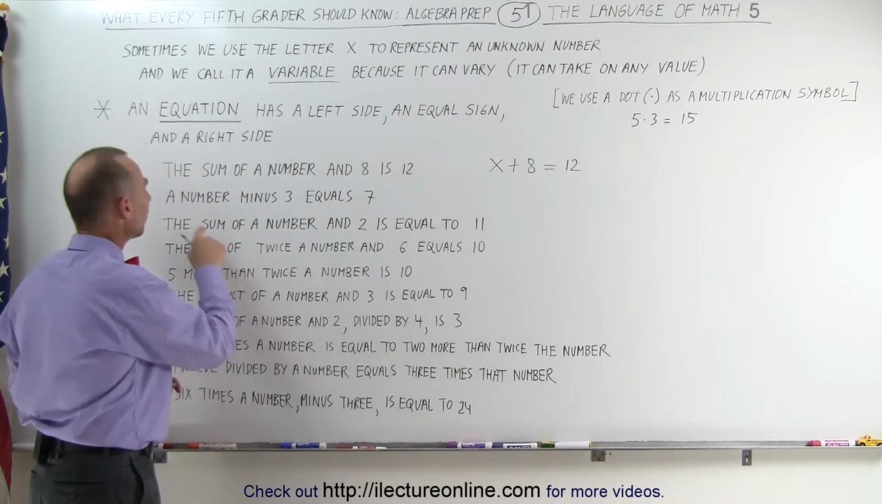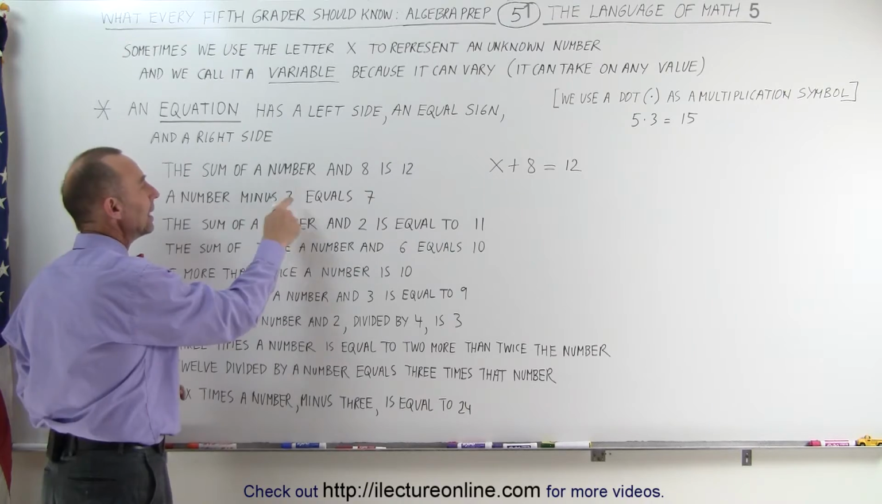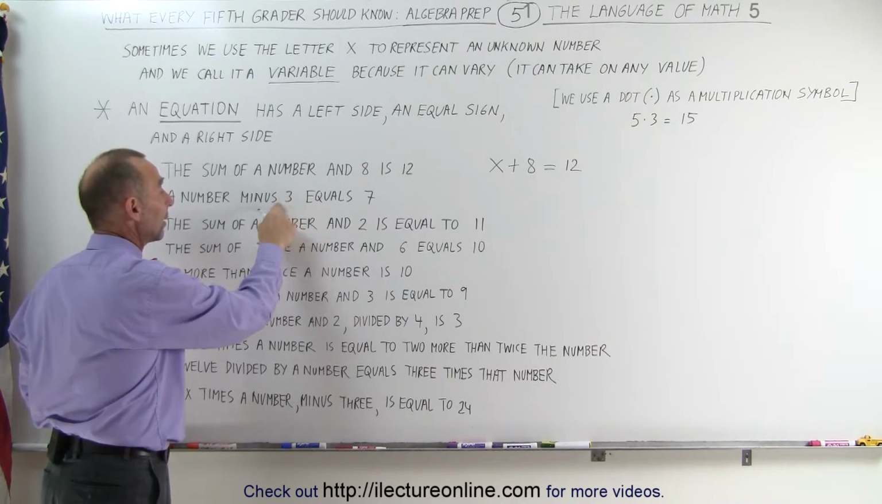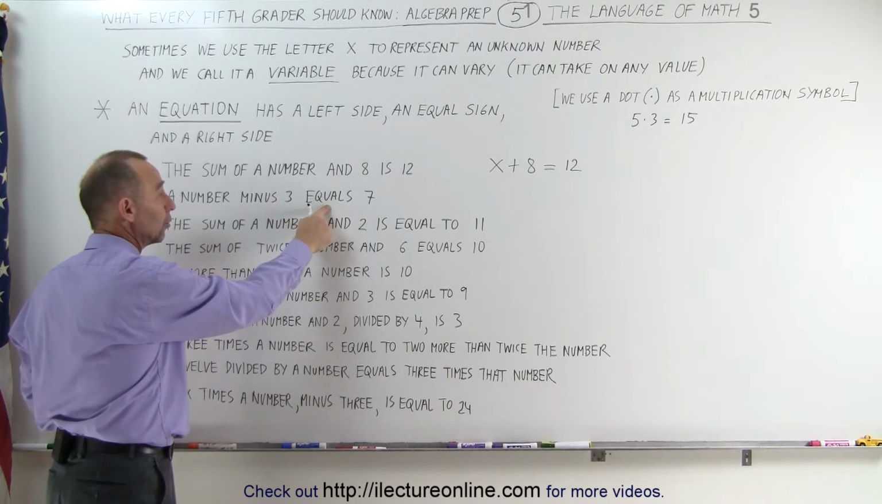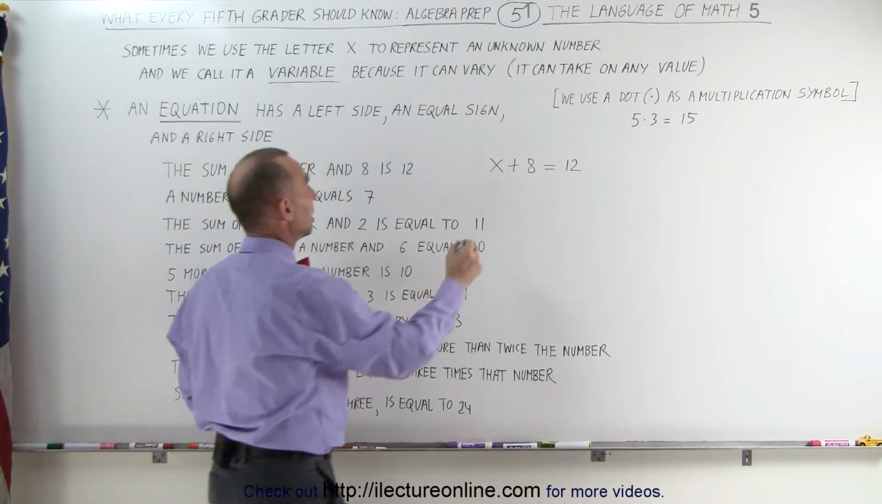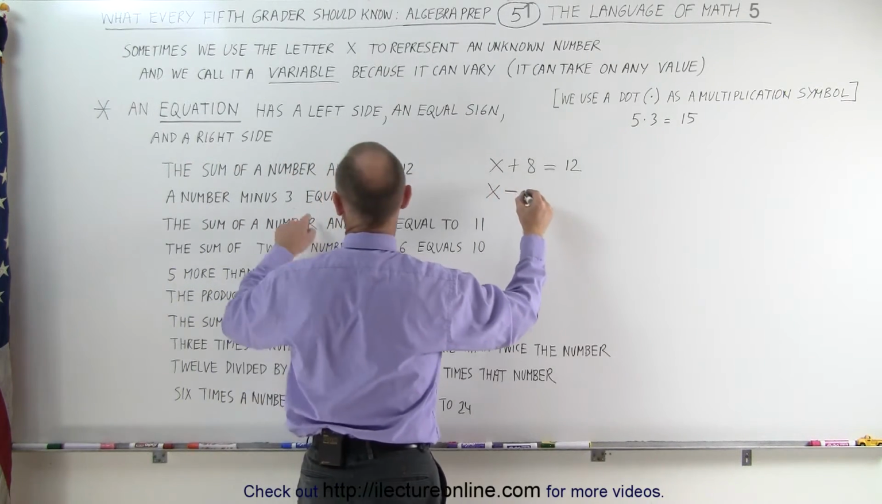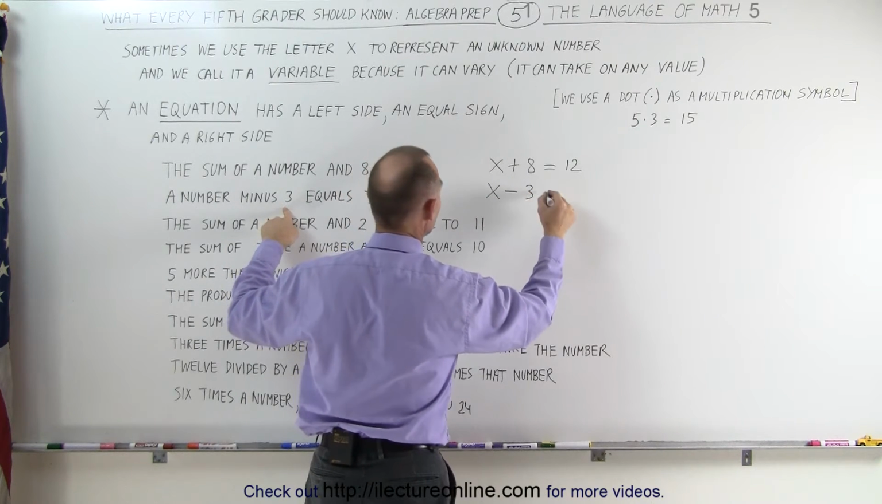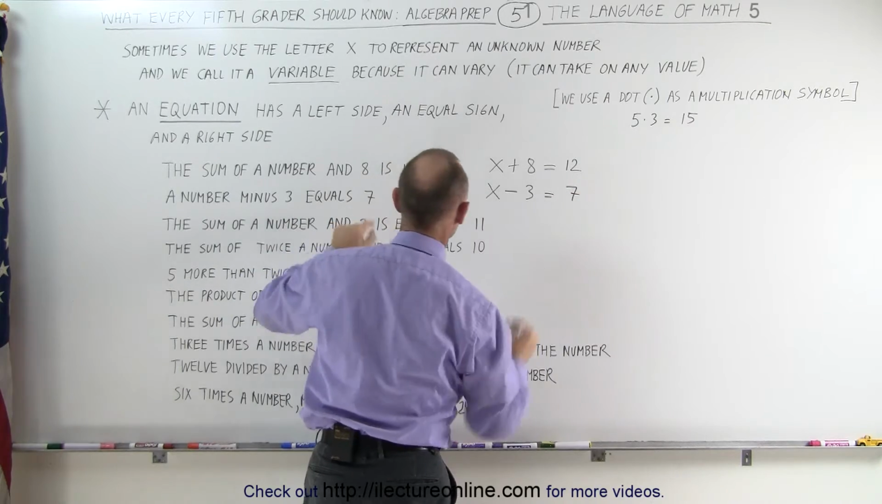The next sentence says a number minus 3 equals 7. We take an unknown number and we subtract 3 from that. Minus means subtraction, equals means the equal sign. So we take the unknown number, subtract 3 from that, x minus 3, an unknown number minus 3 equals 7.